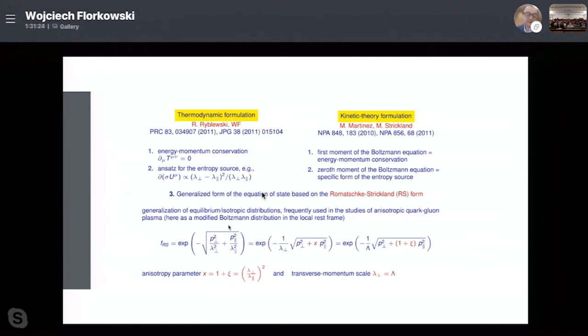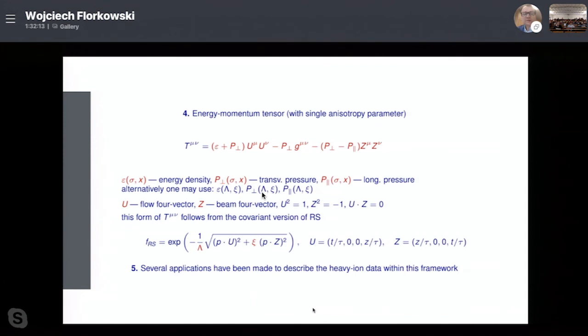The idea is that if you have anisotropic distribution functions, you can introduce them with minimum effort. You can start with the isotropic distribution and make the temperature in the longitudinal direction and the transverse direction different. So you may start with a kind of Boltzmann distribution and change the scale for transverse momenta and longitudinal momenta. Actually, this is what we were using with Radek Ryblewski. Mike was using different parameterizations. He introduced the famous anisotropy parameter xi, and the momentum scale lambda. But of course, there is a relation between the two. And then somehow you can make everything really covariant.